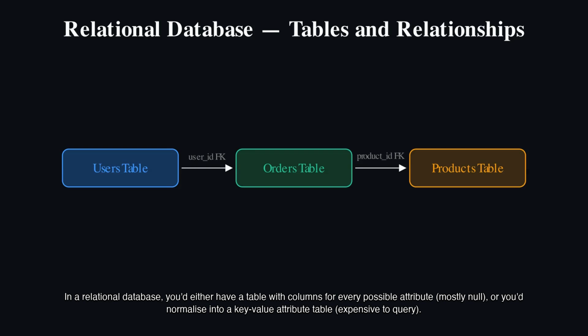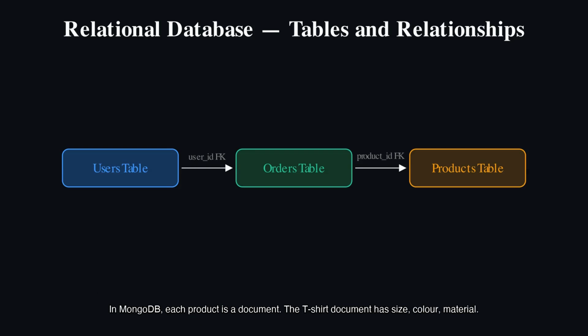In MongoDB, each product is a document. The t-shirt document has size, color, material. The laptop document has CPU, RAM, storage. No nulls, no awkward joins. Each document describes exactly what it is.